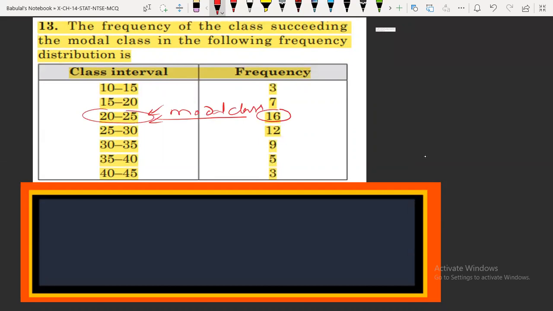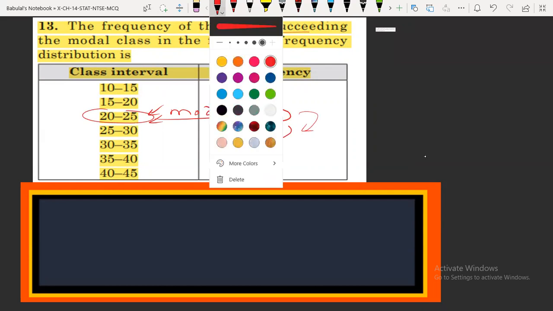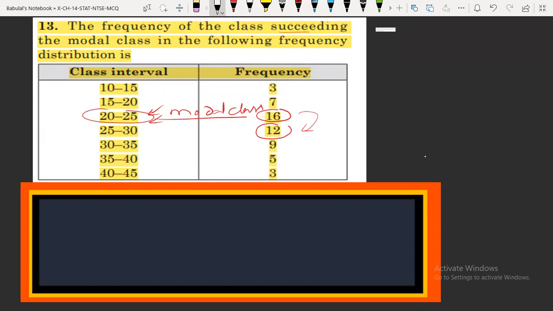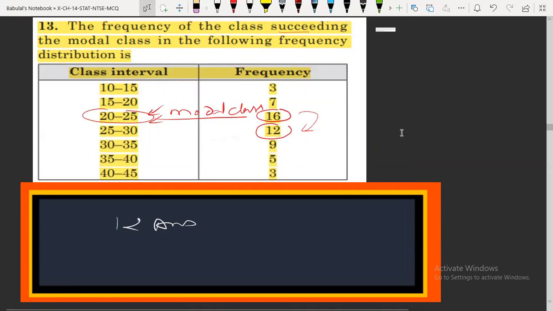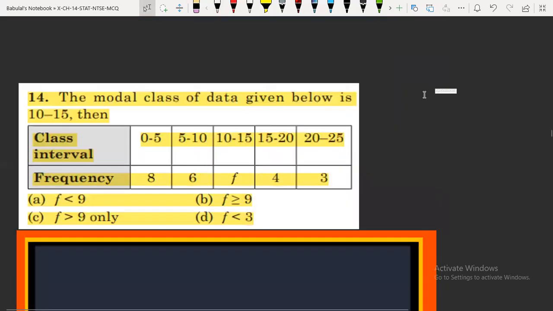And succeeding means which frequency comes after it, that is 12. Succeeding means the frequency which comes just after the modal class, that is 12. So we can write here: the frequency of the class succeeding the modal class in the given frequency distribution is 12. That is the answer of this question. That is also required when we calculate the mode of the given data. And now we come to the next question, question number 14.